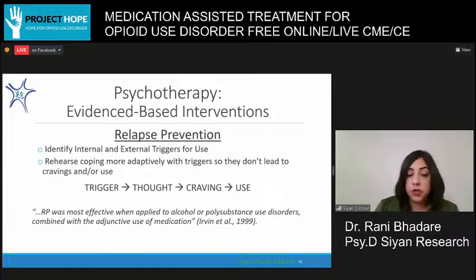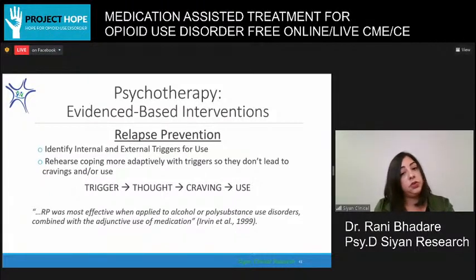And so we also have an inventory where we have people look at their external triggers and familiarize themselves with what triggers them. Part of relapse prevention also includes rehearsing coping more adaptively with triggers so they don't lead to cravings and or use. So now I've got that CBT model, but mapped onto a substance use disorder framework. And you see, instead of situation, we've labeled it trigger. The trigger is going to prompt certain thoughts, which may lead to a craving and may lead to use.